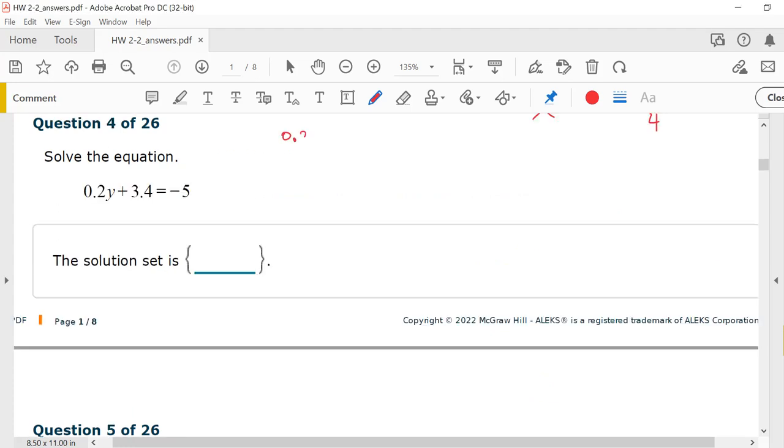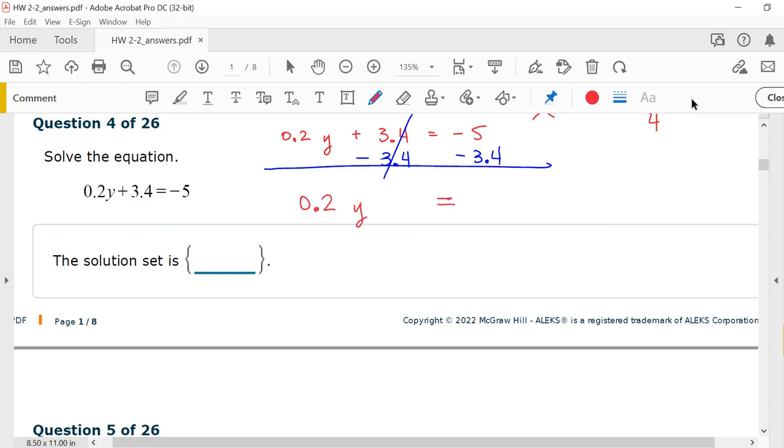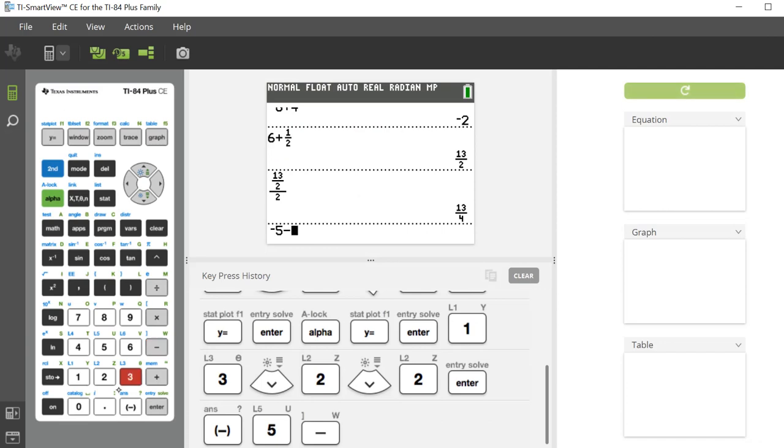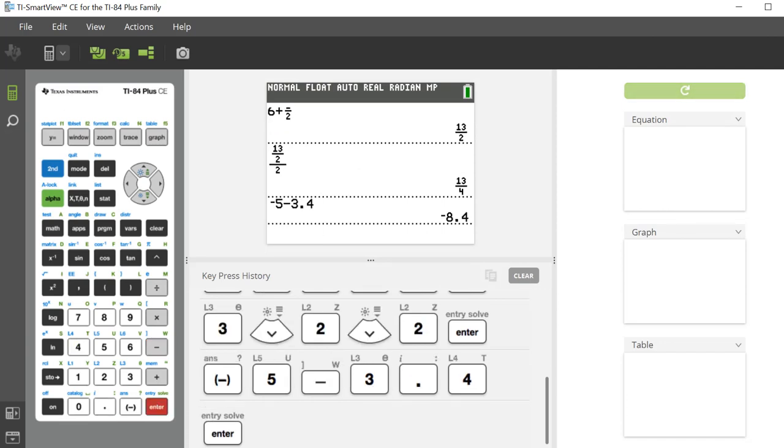Number 4, 0.2y plus 3.4 equals negative 5. To solve that equation for y, first thing I need to do is get the 3.4 away. So I'm going to subtract 3.4 from both sides. 3.4 minus 3.4 is 0. So 0 plus 0.2y is just 0.2y. On my calculator, negative 5 minus 3.4 is negative 8.4.